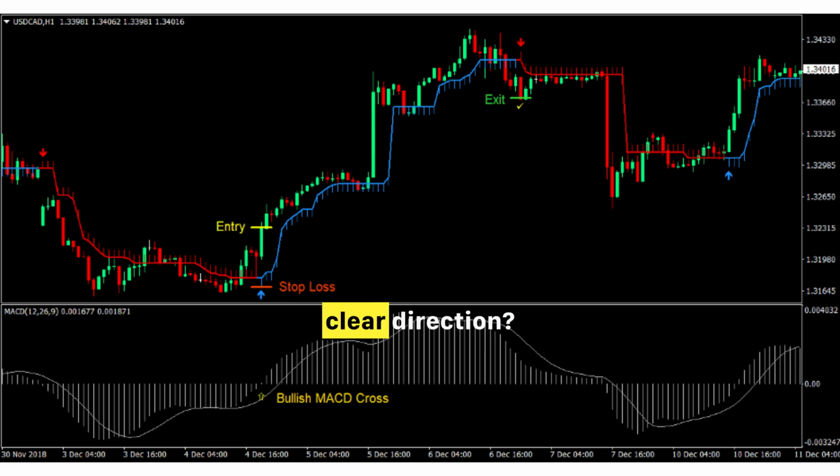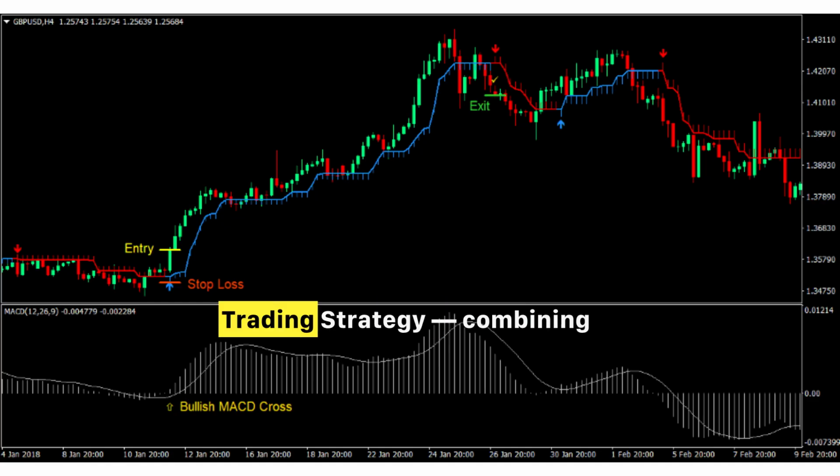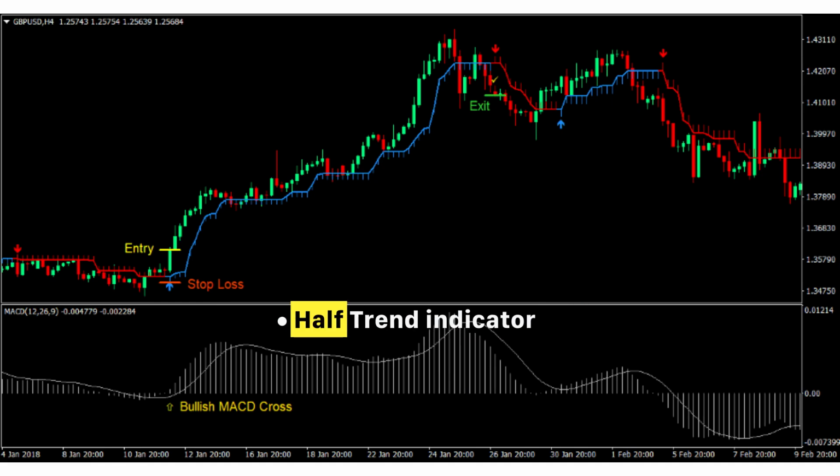MACD signals but no clear direction? What if trend and momentum agreed before you enter? This is the MACD plus half-trend Forex trading strategy, combining momentum timing with clear trend direction. It uses two indicators: half-trend indicator to define the trend, MACD to confirm momentum.